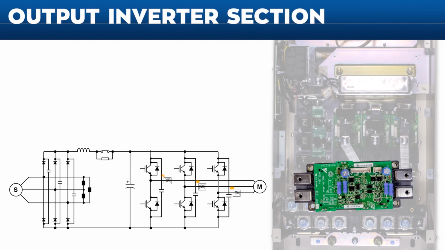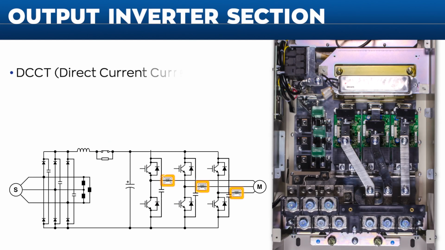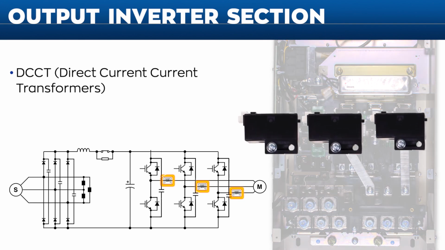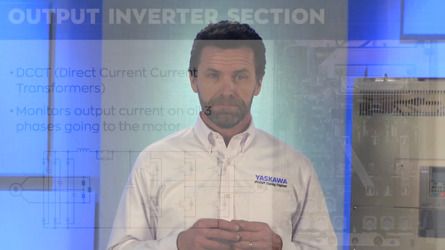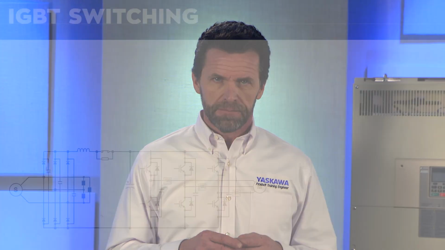After the IGBTs come the DCCTs, or direct current transformers. The DCCTs monitor output current on all three phases going to the motor. This can be used for control and motor protection. Let's explain how these IGBTs work together to build this three-phase power.